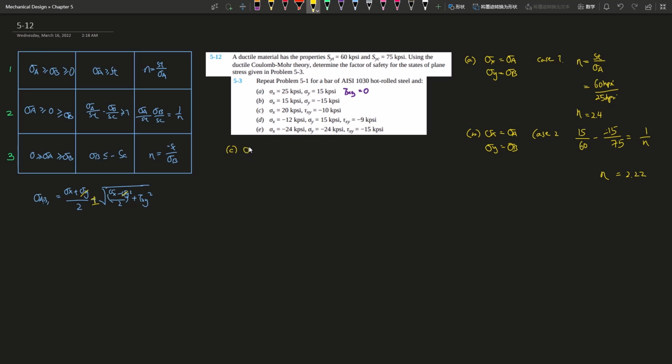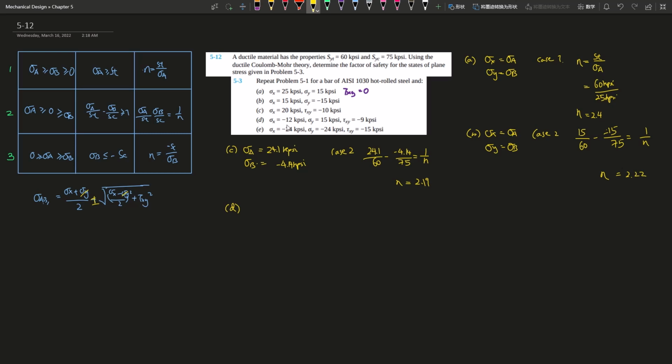So principal stress A, you're going to get 24.1 kpsi, and stress B is negative 4.14 kpsi. Again, this is case two: A is bigger than zero and B is smaller than zero. So we still have to use that equation: 24.1 over the tensile yield strength of 60, minus negative 4.14 divided by 75. This whole thing equals 1 over the factor of safety, which in the end you should get about 2.19.